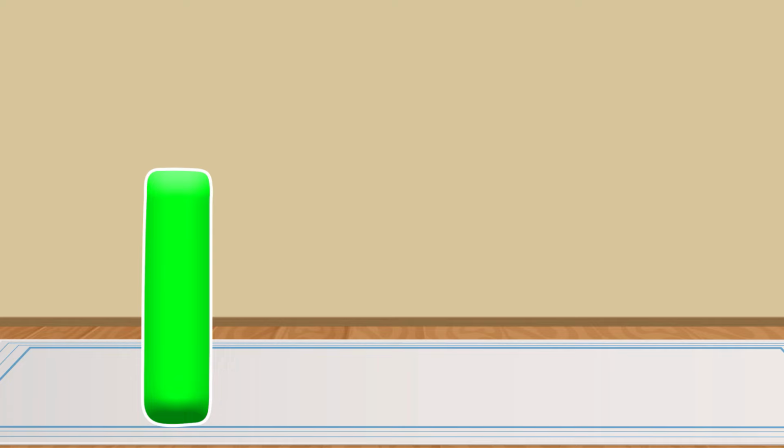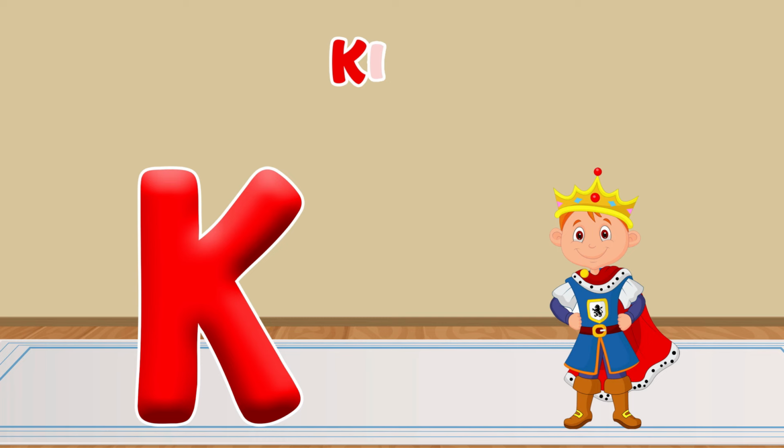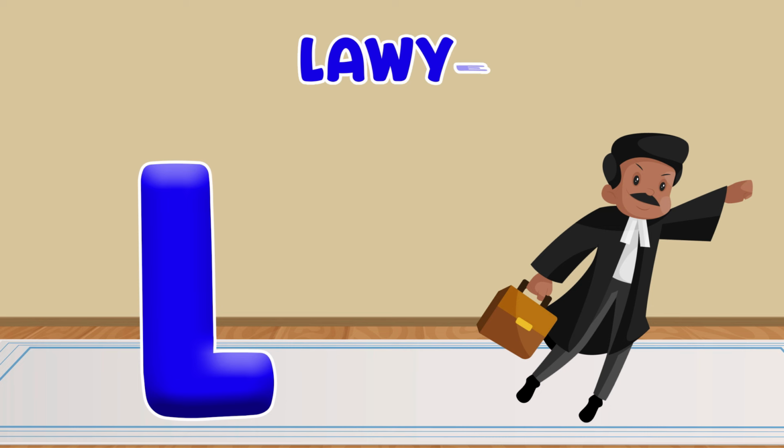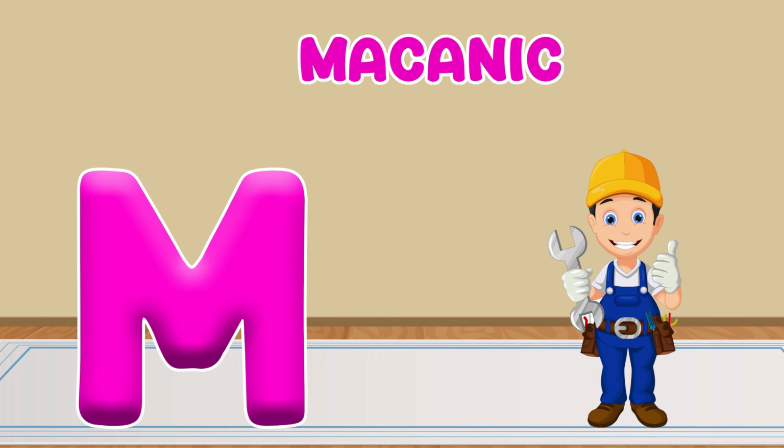I is for ice cream man. J is for joker. K is for king. L is for lawyer. M is for mechanic. N is for nurse. O is for orthoptist. P is for police.